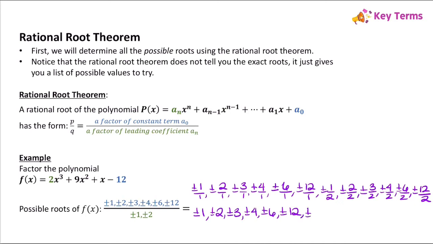Well, plus or minus 1 over 2 can't be reduced. Plus or minus 2 over 2 is just plus or minus 1. Notice that's already in our list, so we don't have to write it again. Then we have plus or minus 3 over 2. And then plus or minus 4 over 2 is plus or minus 2, which is already in our list. Plus or minus 6 over 2 is plus or minus 3, which is already included. Plus or minus 12 over 2 is plus or minus 6, so we don't need to write that again. So this list right here tells me all the values that are possible roots to this polynomial.